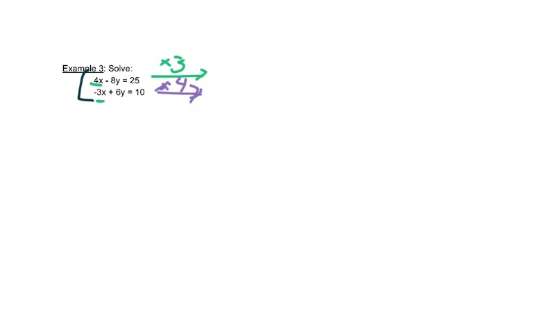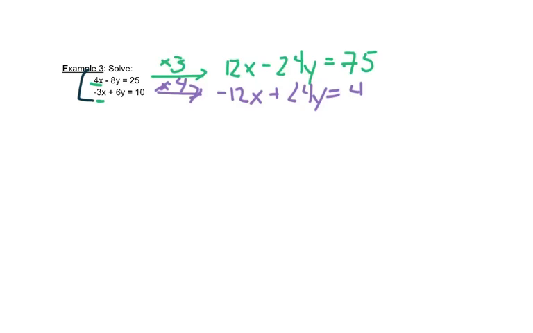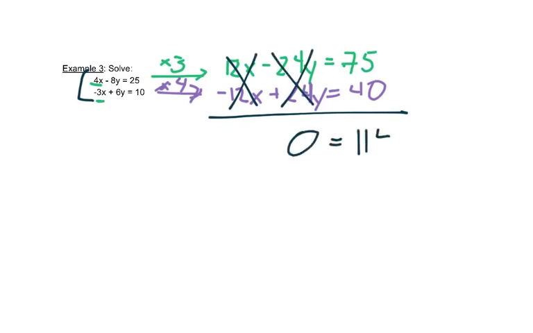So if we multiply everything in the top equation by 3, I get 12x minus 24y equals 75. If I do the bottom equation by 4, I get negative 12x plus 24y equals 40. So I'm going to add these together. And you can see this cancels out and this cancels out. If everything cancels out, we're left with 0 equals 115. Well, 0 can't equal 115, so this is no solution.